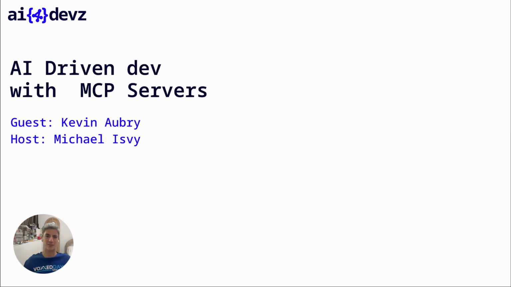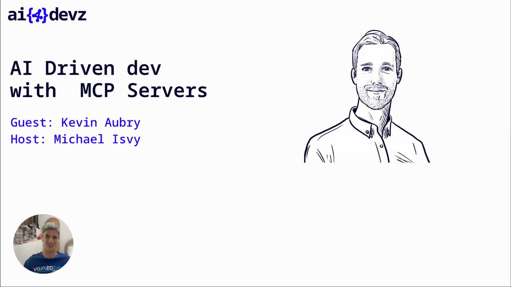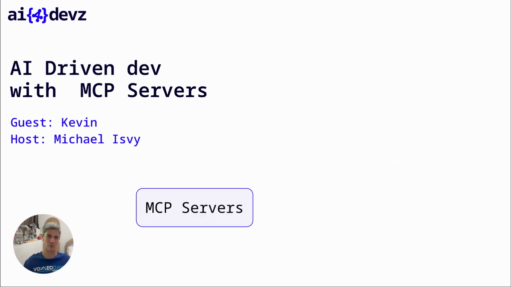So today we're going to have Kevin Aubry. Kevin is the CTO of Palo IT in Singapore, and he is one of the people I know who knows the best AI-driven development tools. He's been very early stage. He's been using it on a daily basis for the past 2 years, and he tried a bit of everything.